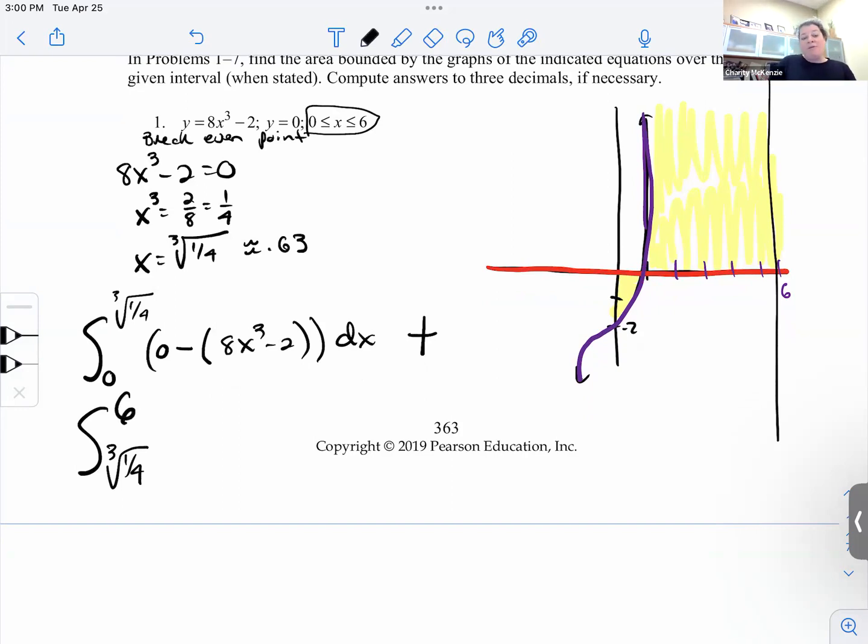So did we cover from 0 to 6? Yes, we're saying 0 to this point where they cross, the x value, and then that same x value to the 6. Now the second function is going to go from 8x to the third minus 2 on top, minus the 0, dx. And we need to now calculate these out.